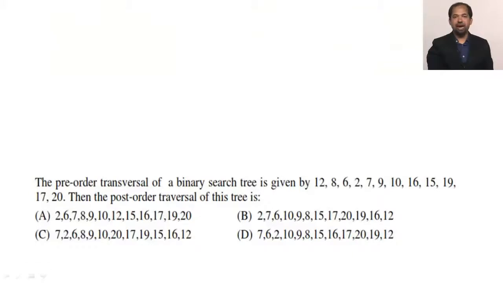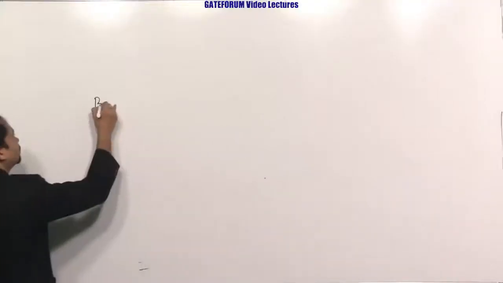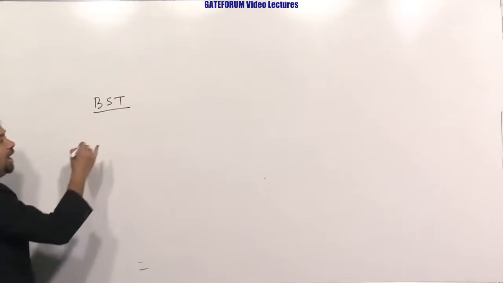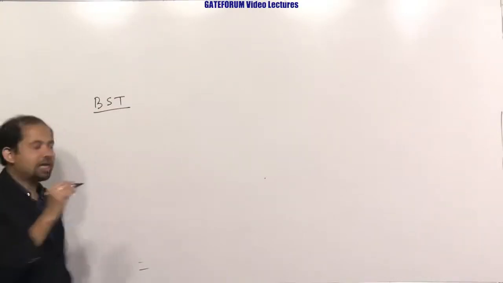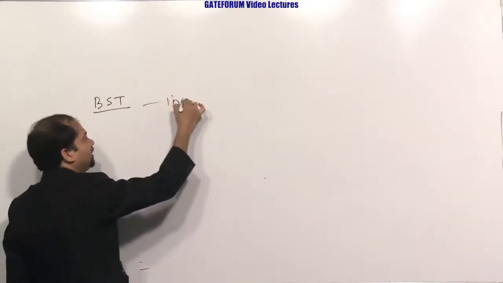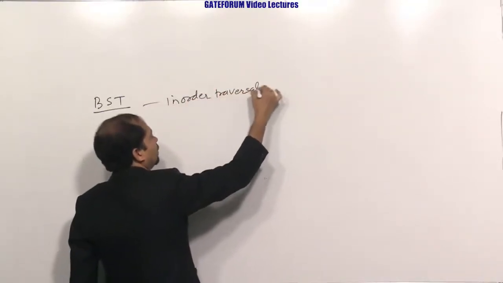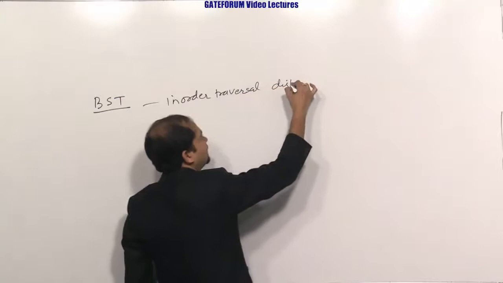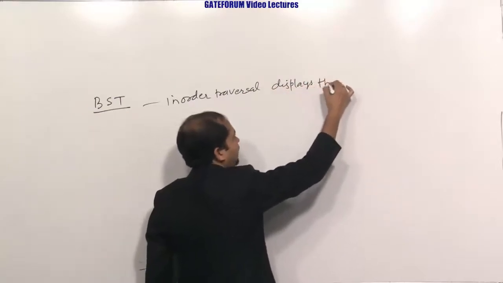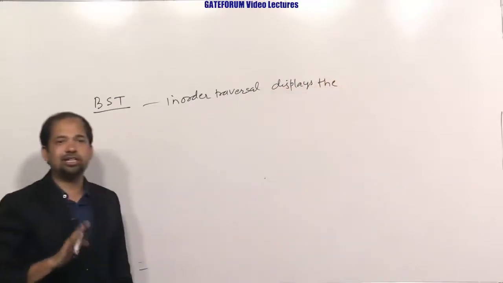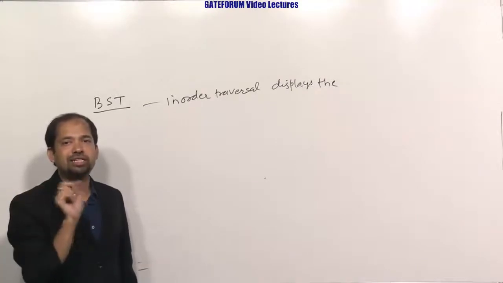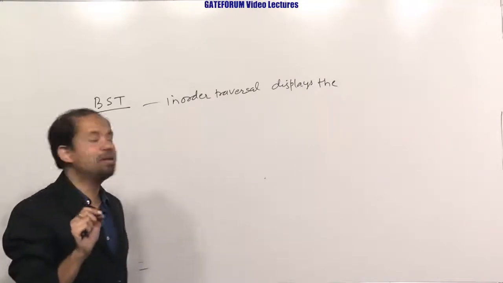Now we are given a binary search tree and the pre-order traversal is given. We have to find the post-order traversal of the tree. So it's a BST, right? And in a BST, we know the inorder traversal displays the values in ascending order. So in case of BST, the inorder traversal is implicit. You just have to arrange the values in ascending order. That will give you the BST.